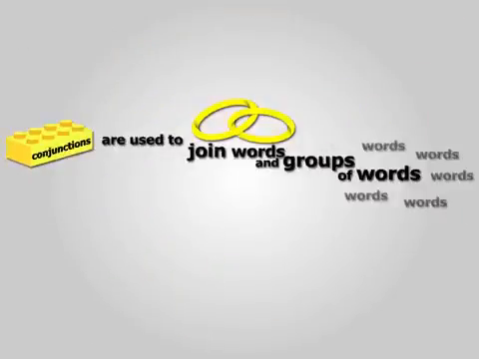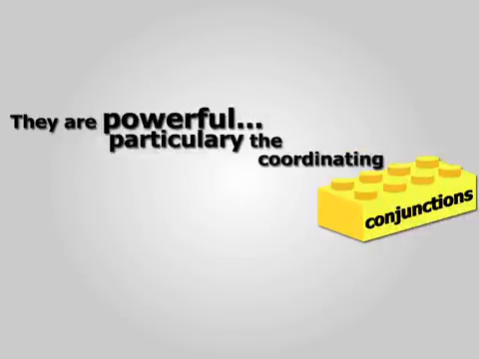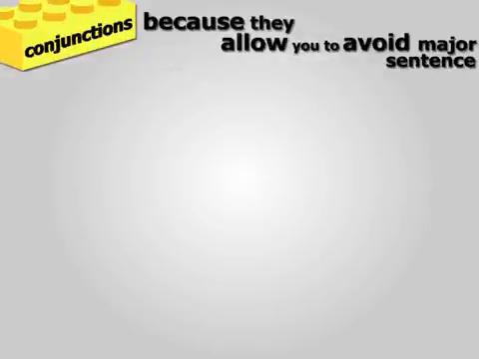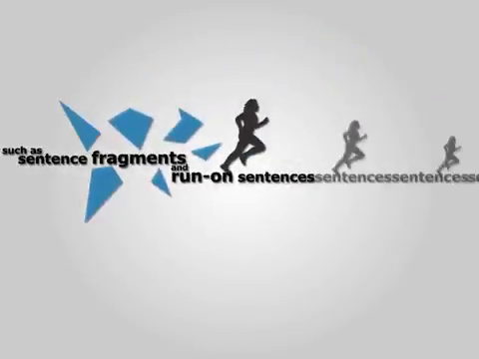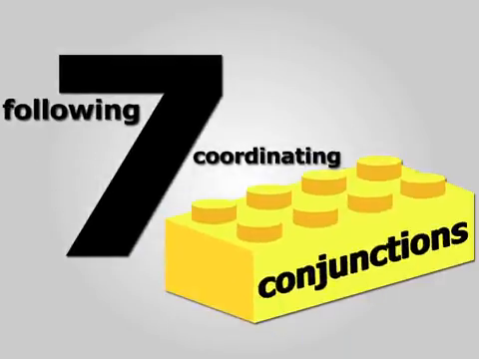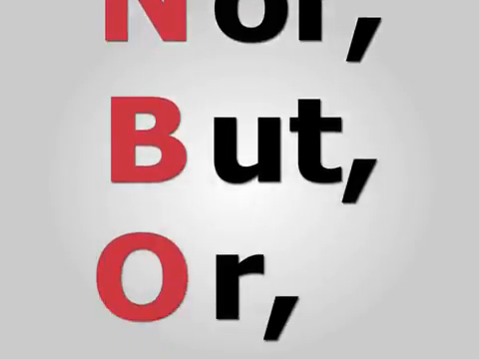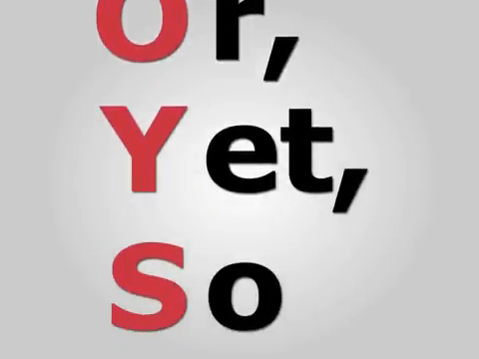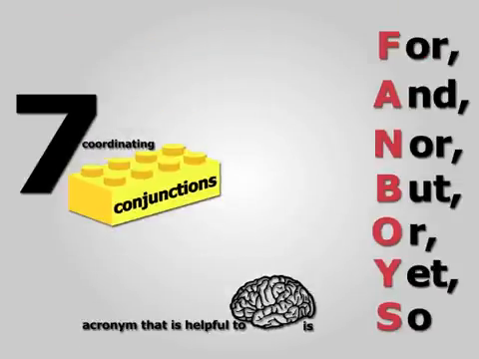Conjunctions are used to join words and groups of words. They are powerful, particularly the coordinating conjunctions, because they allow you to avoid major sentence errors, such as sentence fragments and run-on sentences. For this reason, it's important to remember the following 7 coordinating conjunctions: for, and, nor, but, or, yet, and so. An acronym that is helpful to remember is fanboys.